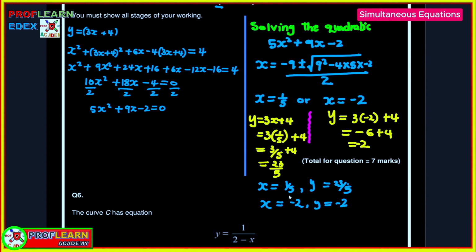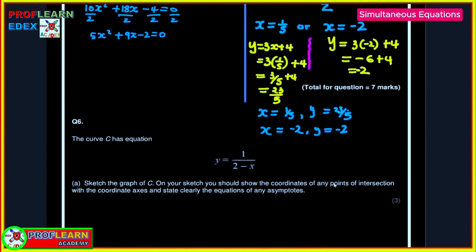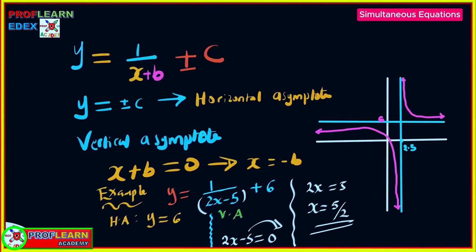I believe you've understood up to that point. You've understood what you are supposed to do. And I want us now to change gear so that we can talk about curve sketching. Sometimes you are given a question to sketch curves, and I'm going to take you through how to go about it. So we are going to have a scenario whereby you are given an equation y equals 1 over x plus b plus or minus c. So this is a general equation of reciprocal graphs.